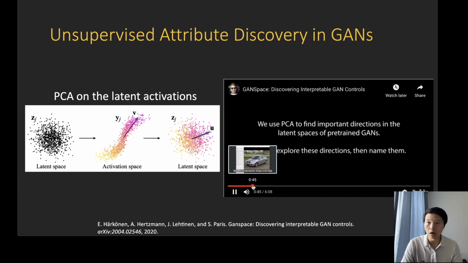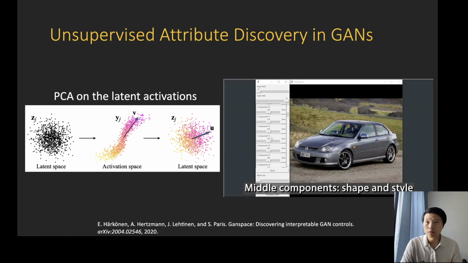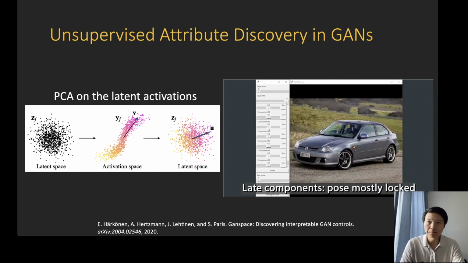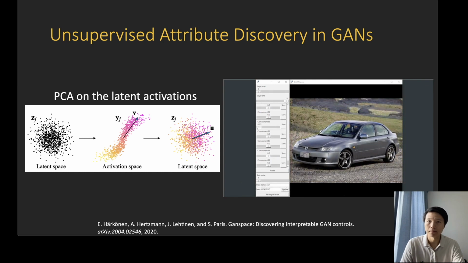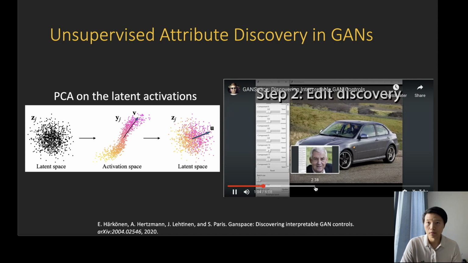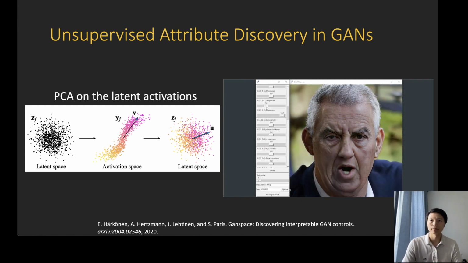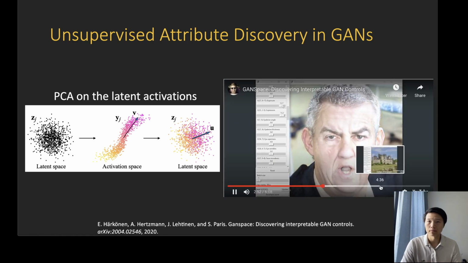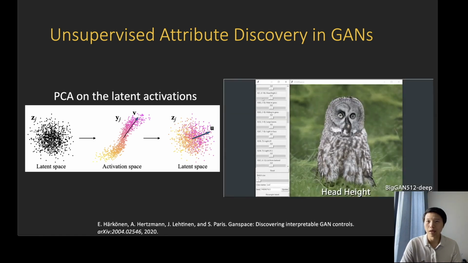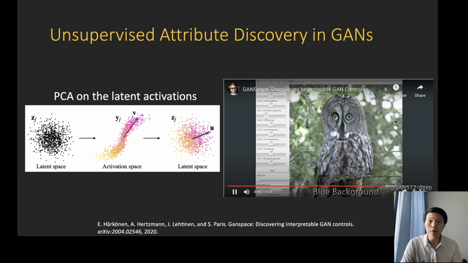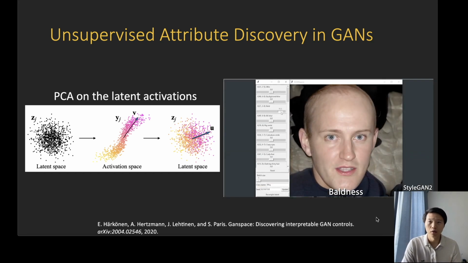So here I will show you a demo from the work. You can see here they have different components, so they can just drag these components and then change different attributes of this car. This is a control for the face. They can also control the head of the bird. So that's a very interesting result. They also show the background is controlled by some disentangled vector.